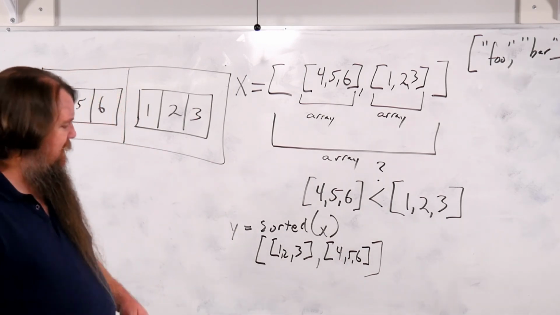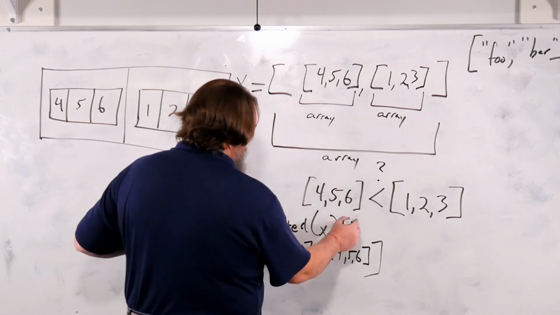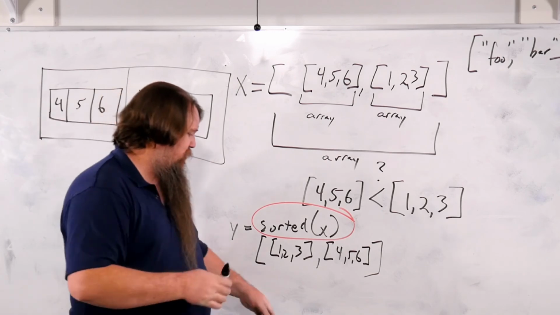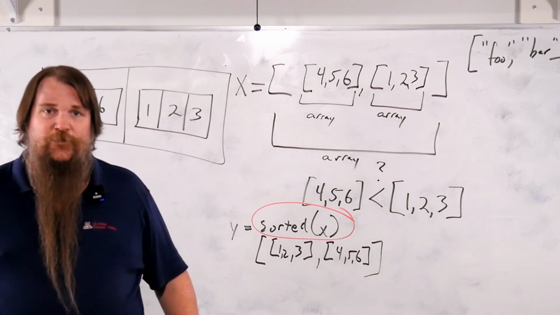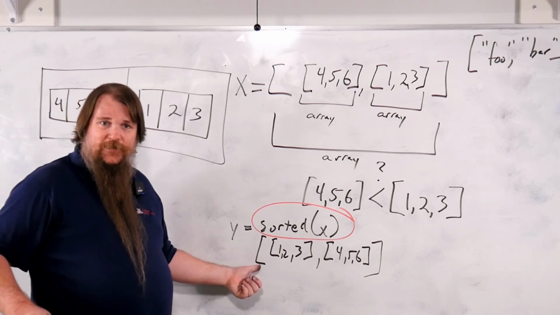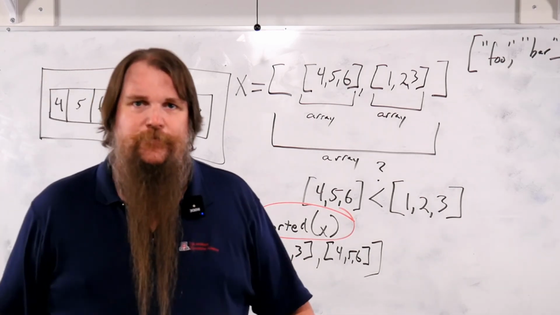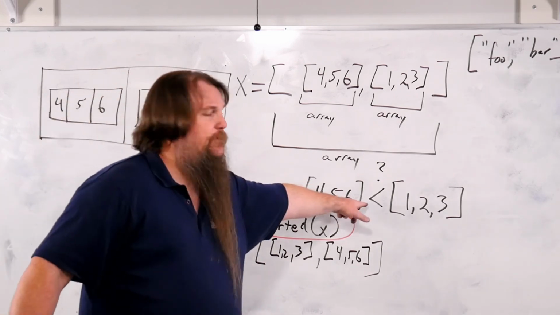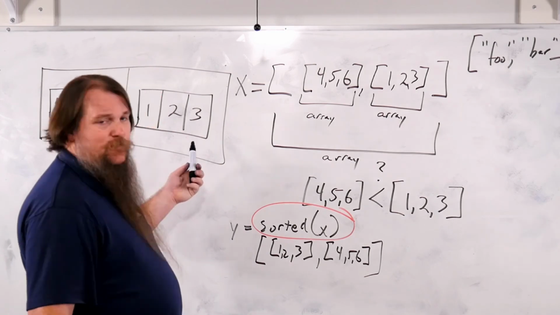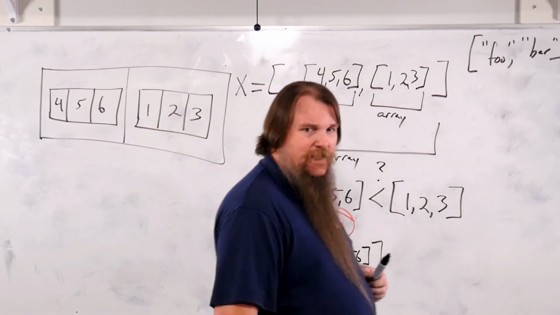All right, so what's the key thing that you need to know out of this? Call sorted on darn near any collection. And what it will result in is a list of elements that are sorted by the less than operator. All right, cool. So I hope that was useful. Hope it was intelligible. We'll talk about this more in detail later.